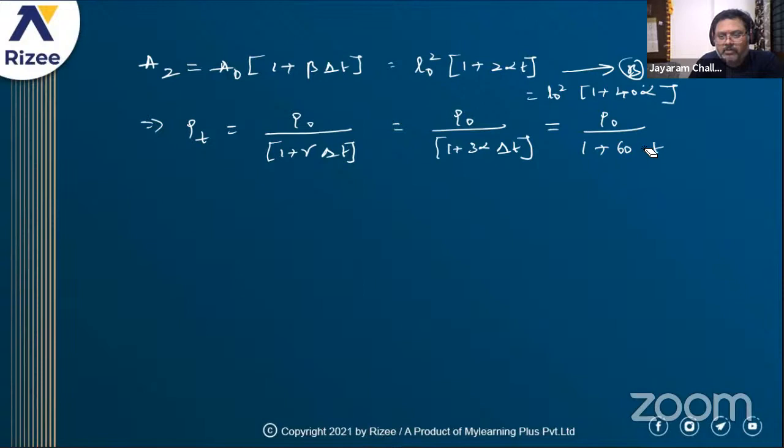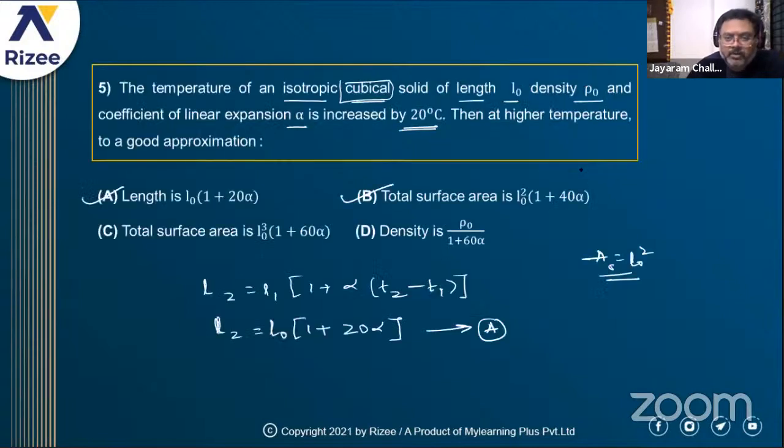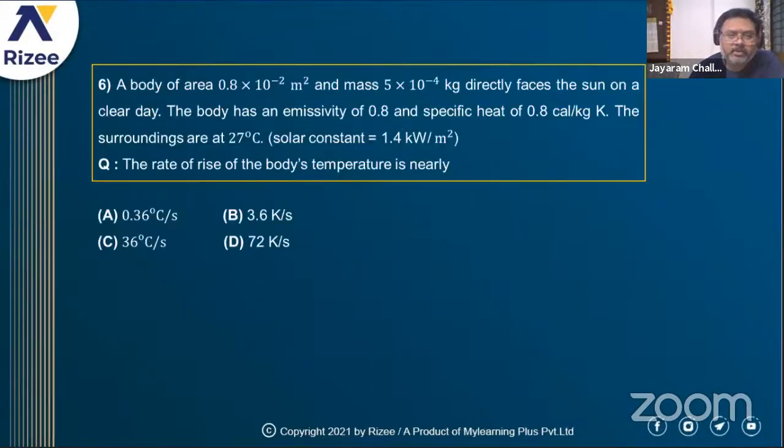Closing this one, this is going to be the 60 into alpha. So this should be our relationship over here, 60 into alpha, option B. So these three cases are going to be the true cases.